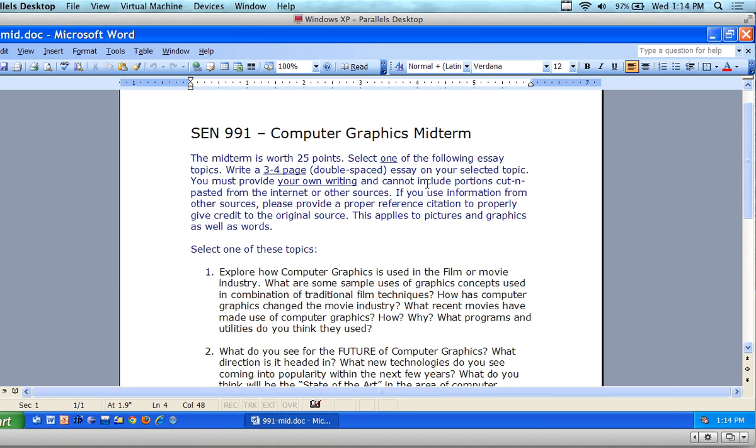You cannot include portions that are cut and pasted from the internet or other sources. Same thing as the CSLO essay. If you use information from other sources, please write a reference citation, a reference list at the end of your paper, your bibliography. And this applies also towards pictures and graphics as well as words.